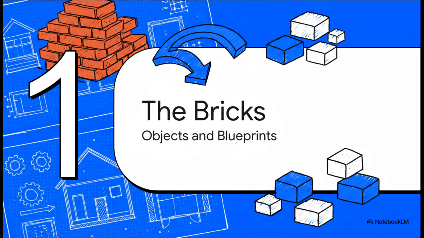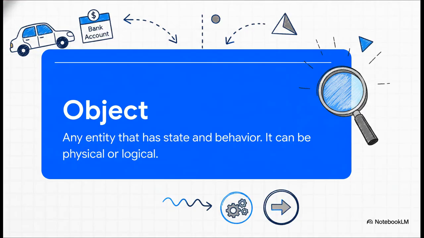Okay, so to really get how this all works, we need to start with the two most basic building blocks. You can think of them as the bricks and the architectural plans that we're going to use to build our entire digital world. First up, we have the object itself. In the world of OOP, an object is really just a thing, anything. And everything has two parts: a state, which is basically what it is, its properties and characteristics, and a behavior, which is what it can do, the actions it can perform.